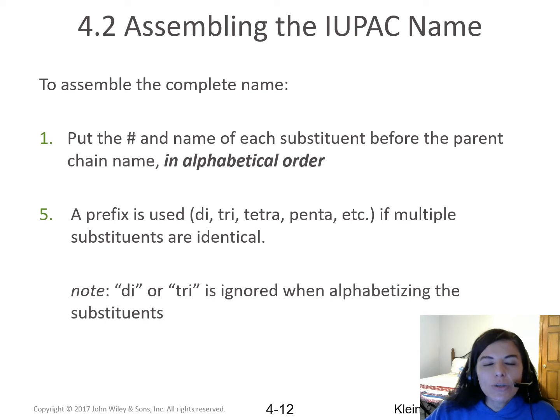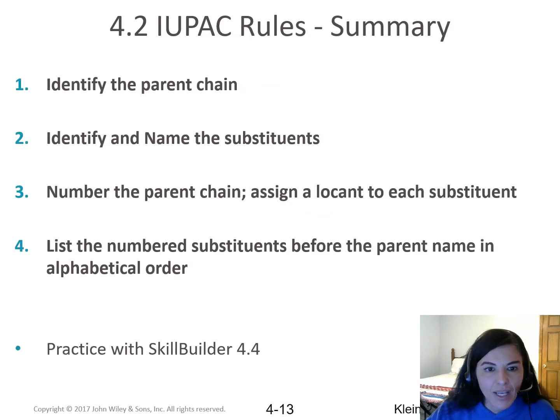We are going to use prefixes such as di, tri, and occasionally tetra if multiple substituents are identical. So let's say your chain has 3 methyl groups. Instead of saying methyl, methyl, methyl, you'll just give the 3 locant numbers where the methyl groups are and say trimethyl, okay? We ignore the di and the tri when we're alphabetizing, though. We still go just by the substituent's name for alphabetizing, okay?